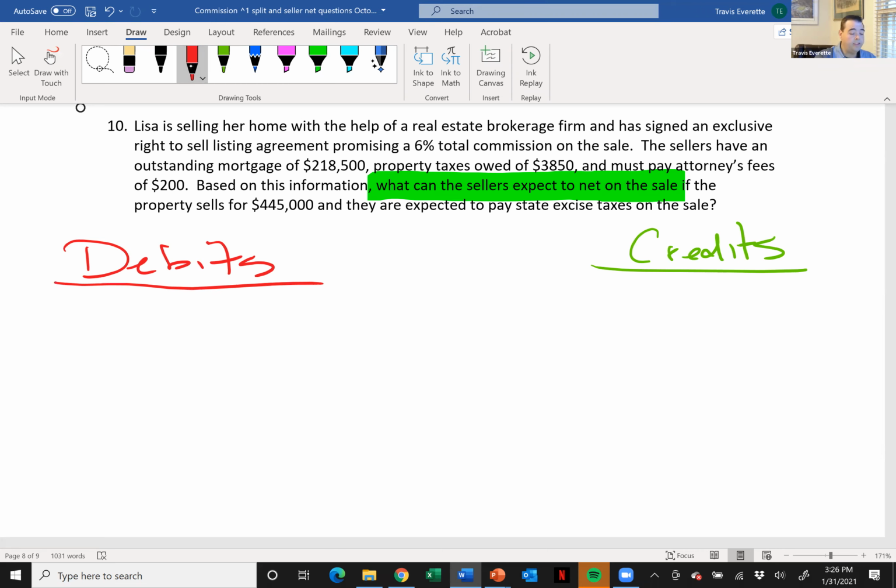Okay. Lisa is selling her home with the help of a real estate brokerage firm and has signed an exclusive right to sell listing agreement promising a 6% total commission. Well, that's going to be a debit for the seller. So I'm going to put it over here, 6% commission. And the reason I'm just putting a note for myself is I have no idea how much that is because I haven't come across the sales price yet. The sellers have an outstanding mortgage of $218,500. Well, that's definitely a debit and doesn't require any math.